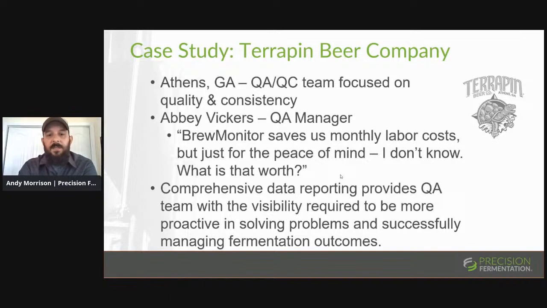And what our system is able to plug in and save them on is not just the time it takes to run out from the lab, take the data and bring it back to the lab, but also building that data and entering it and building the analytics and visualization that gives them the ability to actually make decisions on this. So huge monthly savings for them on labor and time costs, but also providing them peace of mind for potential fermentation issues.